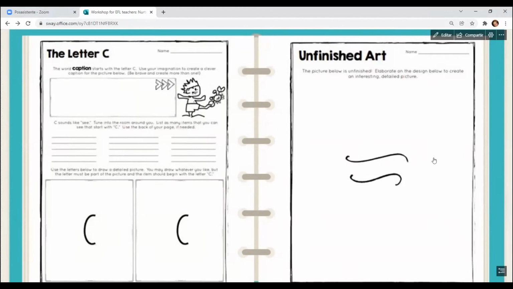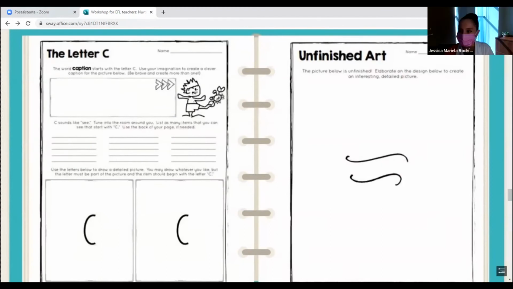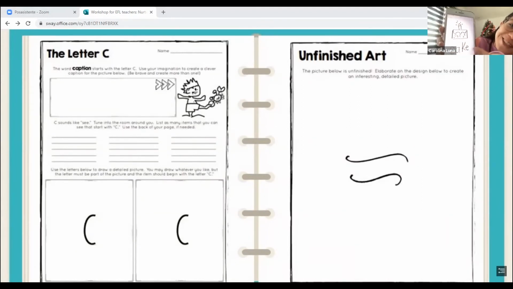Well, I draw a cake. Claro, let me see. Okay, let me find you. I don't know if you can see my cell phone. Yes. Oh, beautiful cake. And where is the C? The decoration is, yeah, you're right. How do you call that? The sprinkles, right? Yeah, that's correct. The sprinkles are the letter C's. Great. Very good. Thank you, Caro.